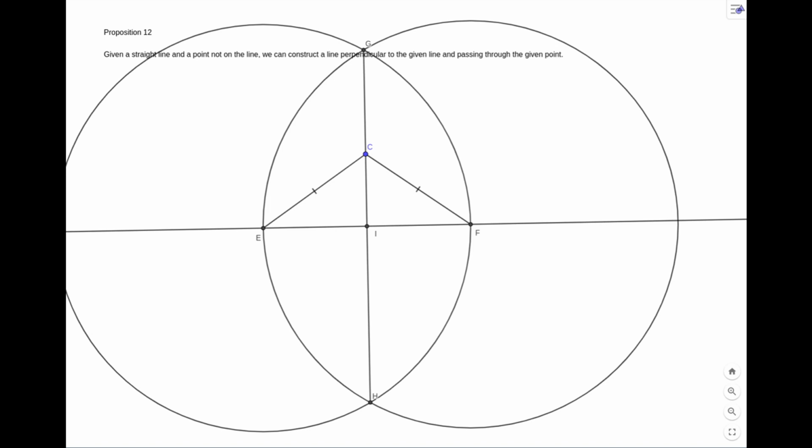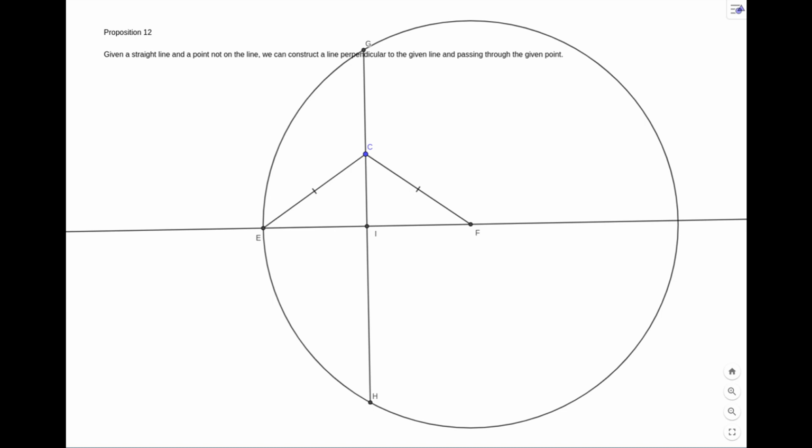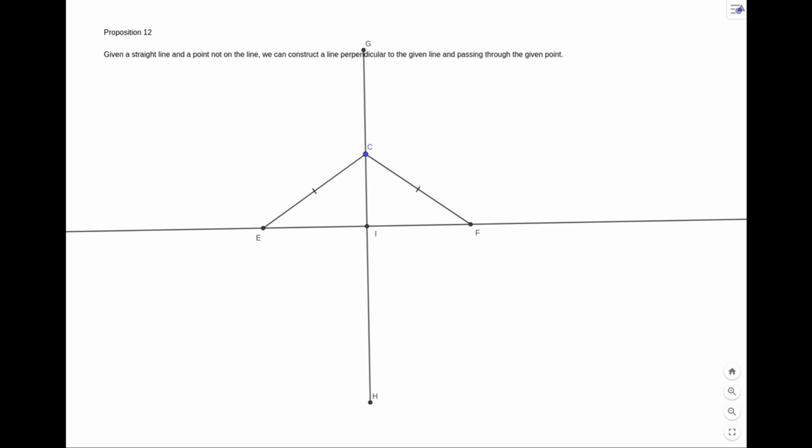And so once we have our point I, we don't need our circles, we don't need G anymore, we don't need H anymore, and we don't need our line segment between G and H anymore. And so that gives us our bisector of EF at our point I. Now because I bisects our line segment EF, it means that we've got congruent line segments EI and IF.